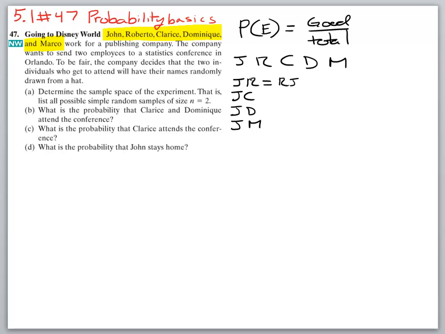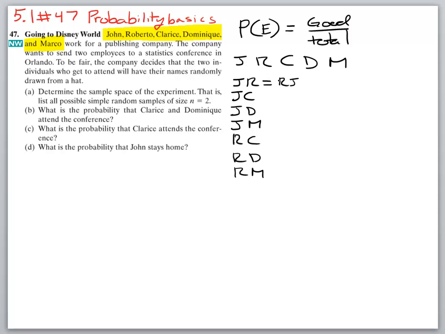So it's best to just be systematic. Start with the first letter and then move through. So JR, JC, and so on. Now move on to the second letter. So now we can move on to the R's. And I don't have to go back to J because I've already got JR up here. So I just do RC, RD, RM. Okay, now let's move on to the next letter.